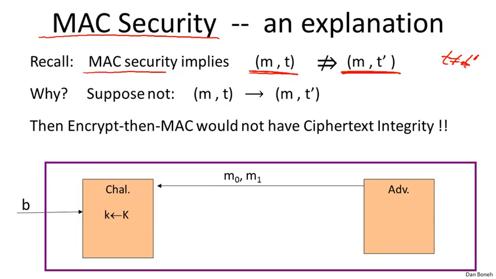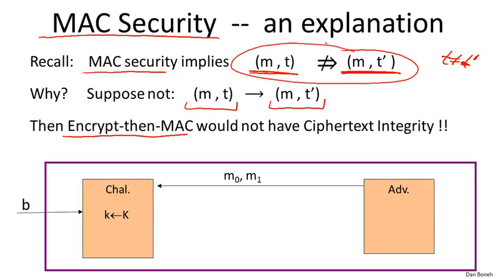Well, it turns out if the MAC didn't have this property, in other words, given a message-MAC pair, you can produce another MAC on the same message, then that would result in an insecure encrypt-then-MAC mode. And so if we want our encrypt-then-MAC to have ciphertext integrity, it's crucial that our MAC security imply this strong notion of security, which of course it does because we defined it correctly.